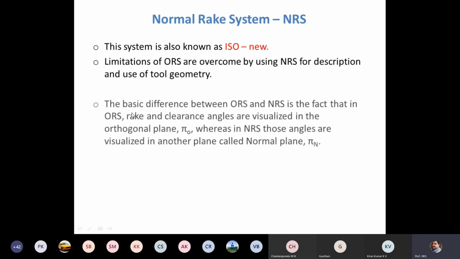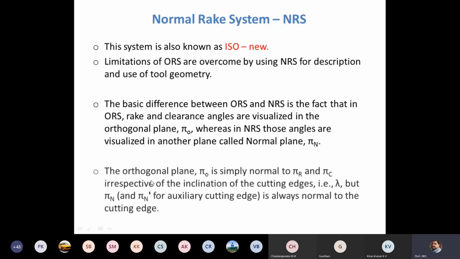The basic difference between ORS and NRS, that is the orthogonal rake system and the normal rake system, is that in ORS, rake and clearance angles are visualized in the orthogonal plane. By taking sectional views and views in different directions, we saw how to get the rake and clearance angles. In ORS we visualize rake and clearance angles on the orthogonal plane, whereas in the normal rake system, those angles are visualized in another plane called the normal plane. Since we visualize rake and clearance angles on the normal plane, this system is called the normal rake system.